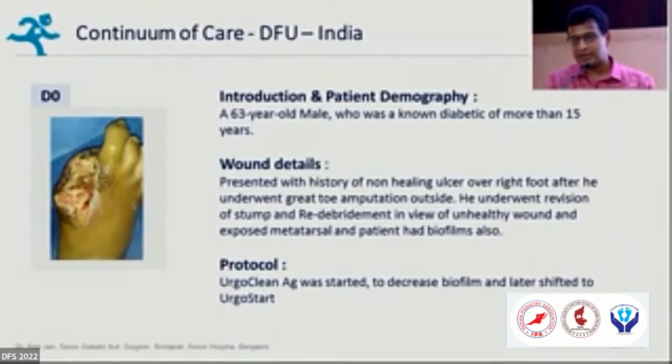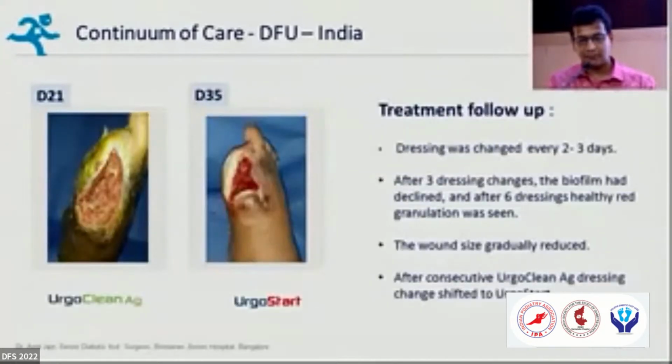We felt, why not try autolytic debridement and biofilm removal through ErgoClean AG and see if it's giving a good granulation. Can we shift to ErgoStart? And this was another case we were able to follow in the series of follow-up in the study. Again, every 2 or 3 days, because our OPDs are on alternate days. After 3 dressings, you can see the biofilm actually has decreased visually with a good granulation tissue.